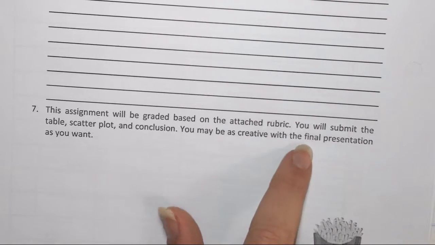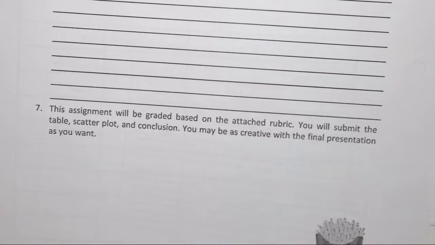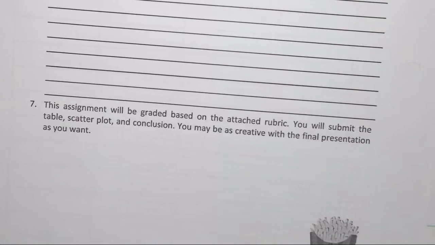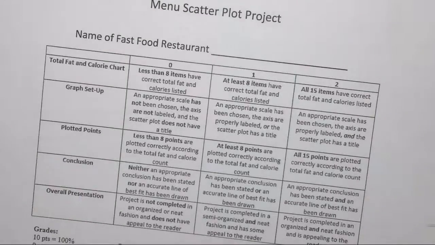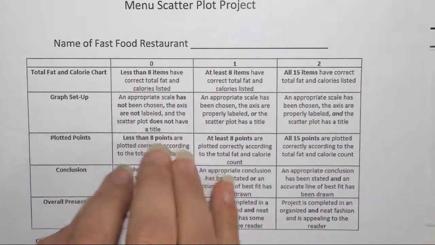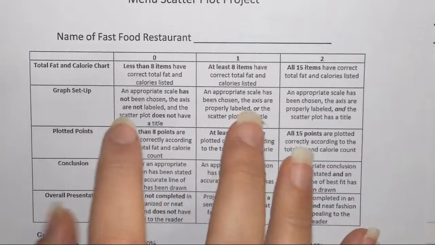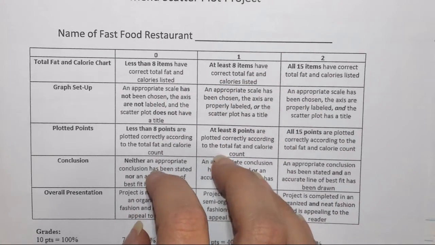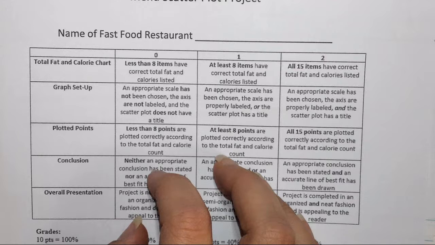This assignment will be graded based on the attached rubric. You will submit the table, scatter plot, and conclusion. You can be as creative as you want. You can put it on a piece of poster board, whatever you want to do. Does everybody understand? This is what it's going to be graded on. So I would read through this and make sure that you know what it's going to be graded on. Does everybody understand? Monday.